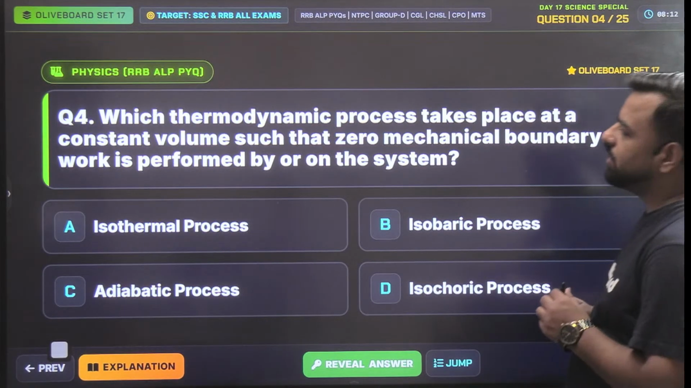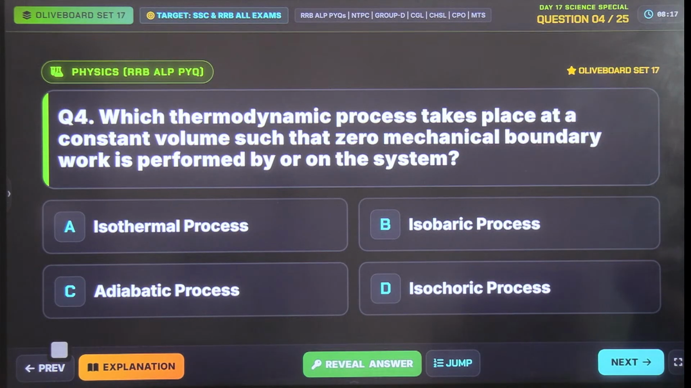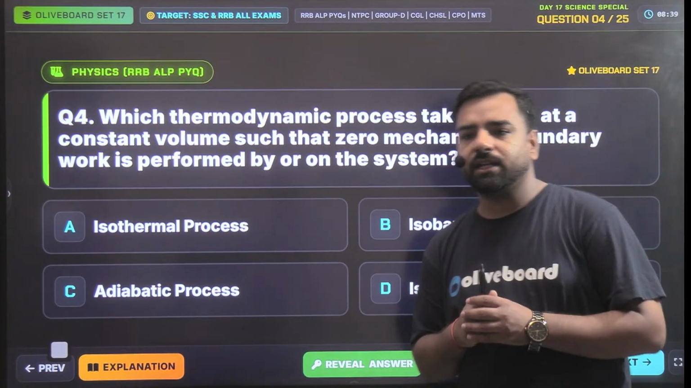Next is, which thermodynamic process takes place at a constant volume such that zero mechanical boundary work is performed by or on the system? Is it isothermal process, isobaric process, adiabatic process, or isochoric process? What should be the answer? So is it isothermal? We can link it with the temperature. Isobaric, we can link it with the pressure.